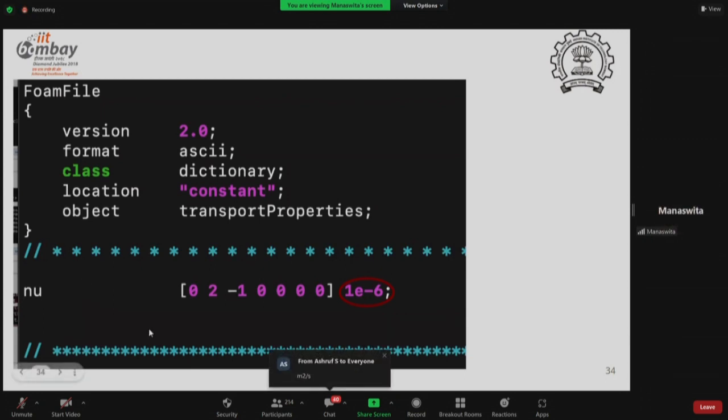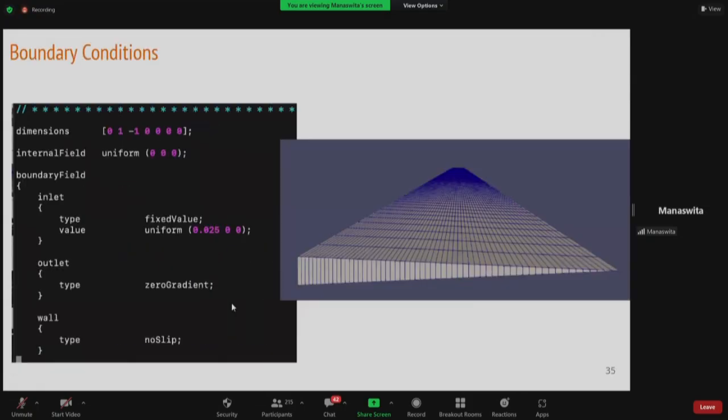Now looking at this number, which fluid are we using here? This is water. So this is the nu we have to specify. And after we have specified that, we have to give the velocity.